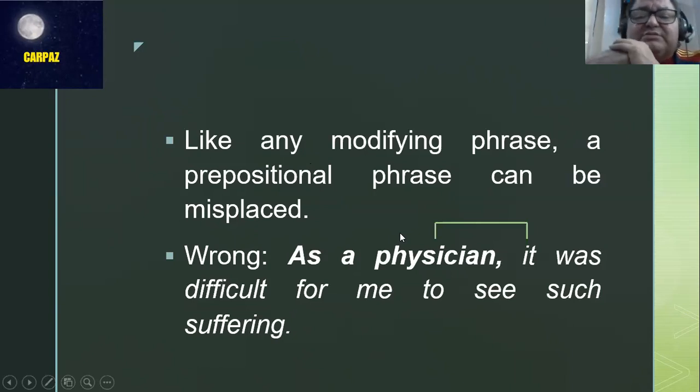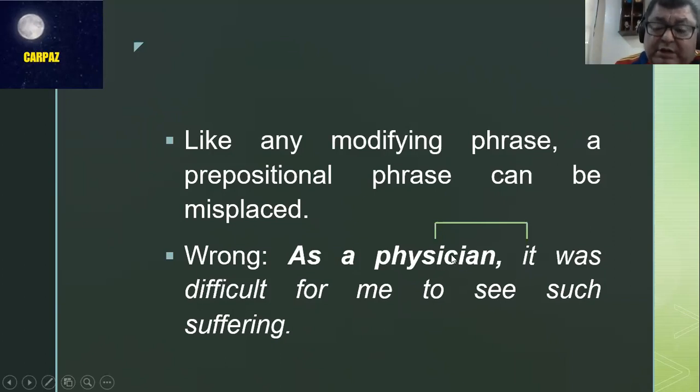Like any other modifying phrase, a prepositional phrase can be misplaced. Let's see this example. As a physician, it was difficult for me to see such suffering. You see, by law of proximity, physician is next to it. So by law of proximity, it should be modifying it. But it doesn't make sense, right?